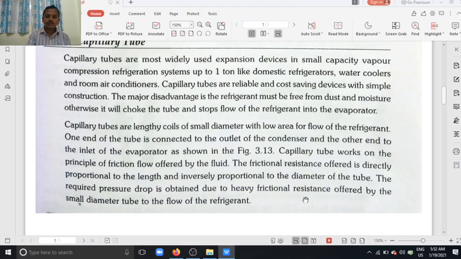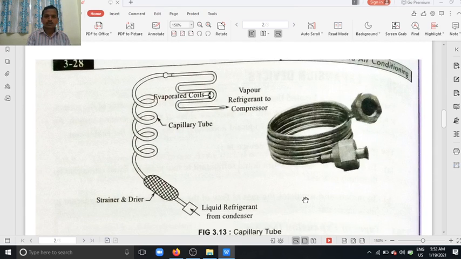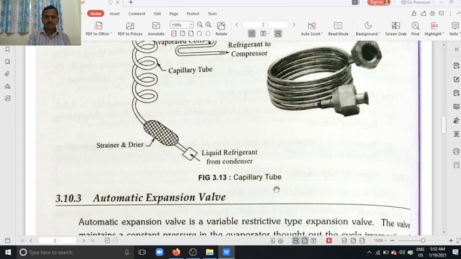With that principle, it works. This is the capillary tube. It is a coil type, which we generally see on the back side of a refrigerator. The strainer eliminates the dust particles in the refrigerant. This is the entry of the refrigerant, and this is the capillary tube.